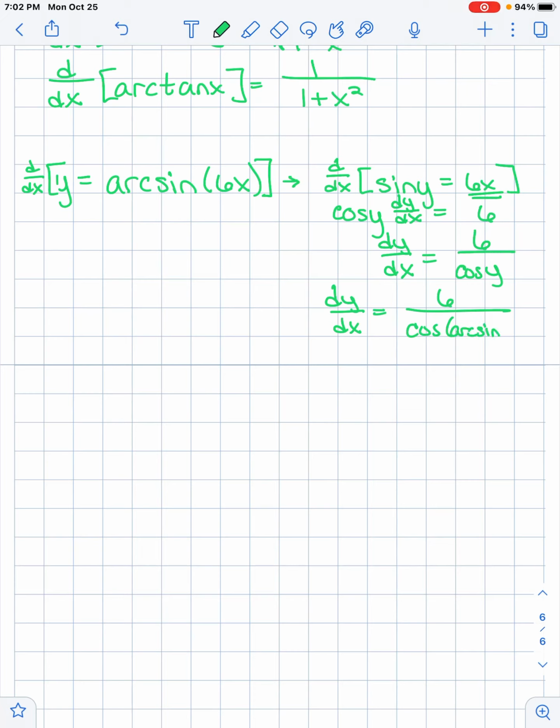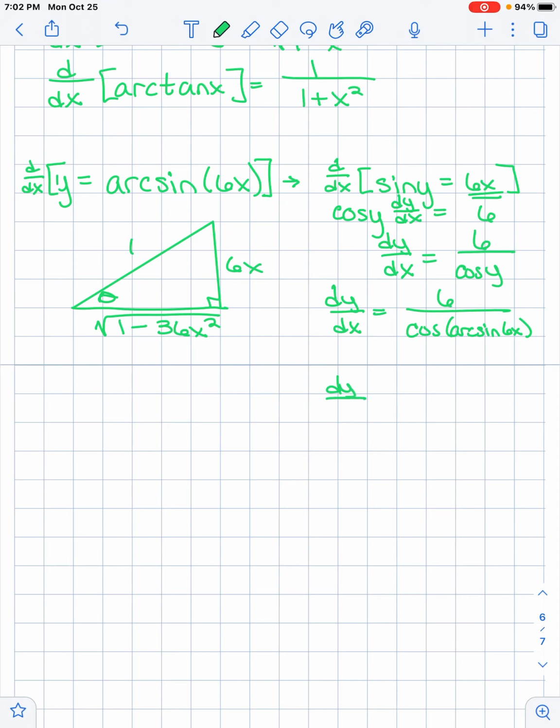Cosine of the arcsine of 6x. And we're not going to leave it that way because we know how to build this right triangle. And we know that the sine of some angle is 6x, so opposite over hypotenuse, and the square root of 1 minus, don't forget to square the 6 and the x, that's 36x squared.